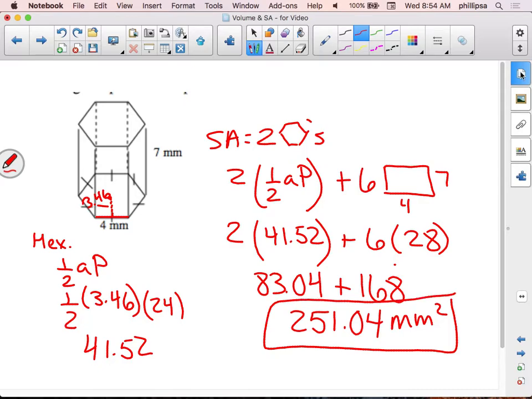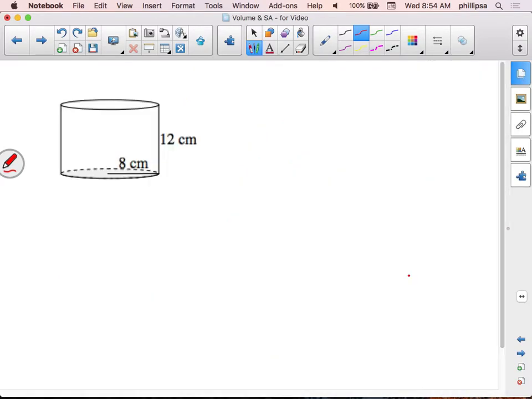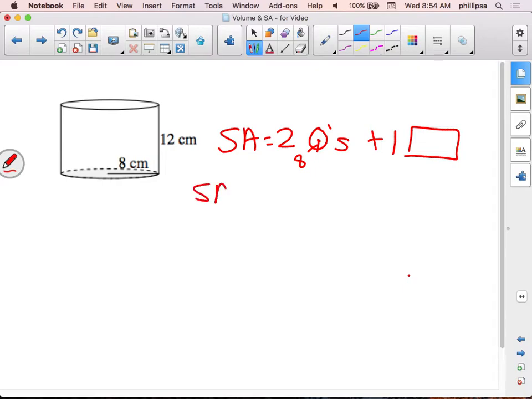Okay, the last thing I want to talk to you about is your cylinder. Not because it's difficult, but just because of one concept about that rectangle. So let's just realize that you're dealing with 2 circles that have a radius of 8, and then you have 1 rectangle that wraps around your circle. So we'll talk about your 2 circles. They're both going to have an area of pi r squared, and your rectangle, which is base times height or length times width, we've been using length times width, right?